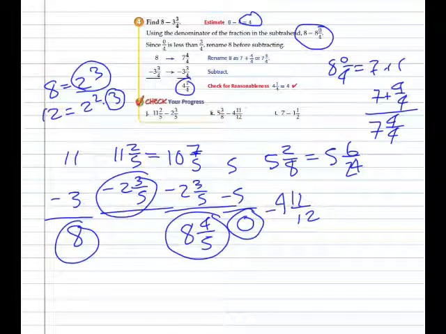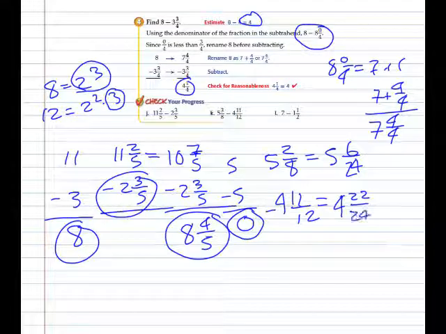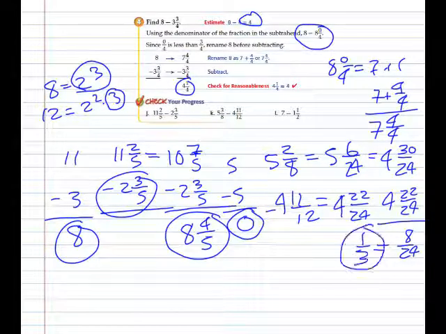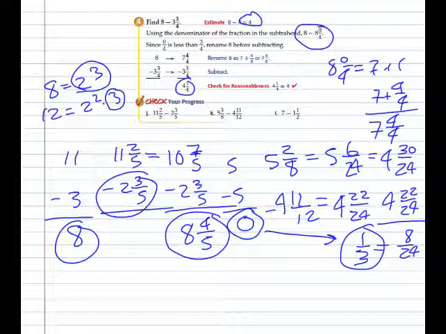In my second number, my subtrahend, this is 11/12. So this becomes 4 and 22/24. Can't subtract 22 from 6, so I have to rewrite this as 4 and 30/24 minus 4 and 22/24, which gives me 8/24. 4 minus 4 is 0. This fraction can simplify to 1/3, which is a reasonably small fraction and in agreement with my estimate of 0.